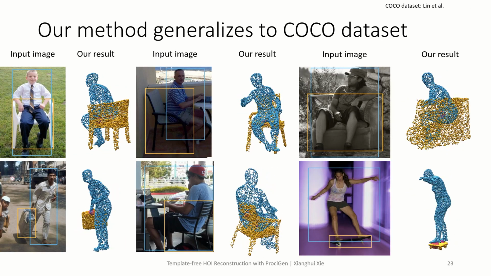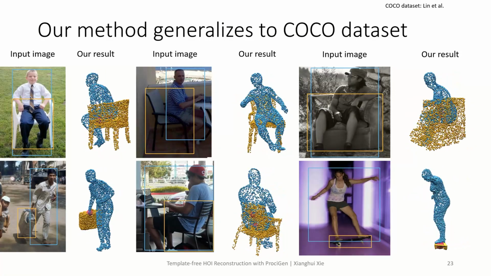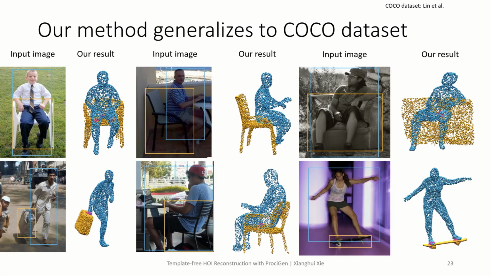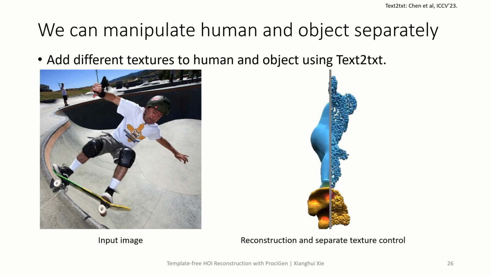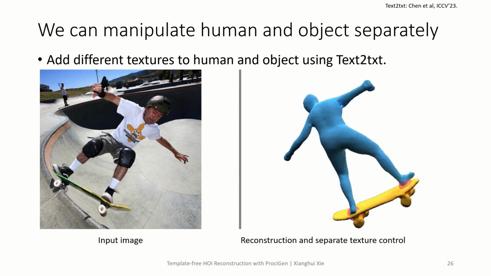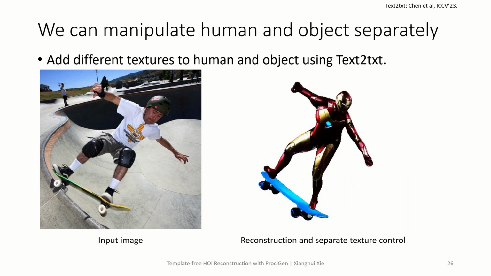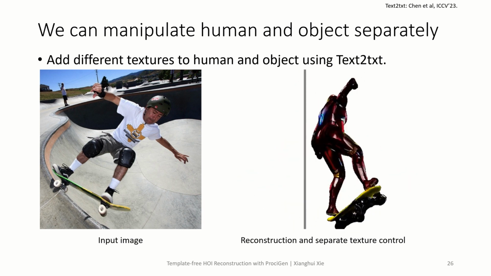Our method also generalizes well to the challenging in-the-wild COCO images. It can reconstruct different shapes consistently with the interacting human. Our method predicts segmentation, which allows us to manipulate human and object separately. Here we show that we can add different textures to our reconstructed human and object, respectively.